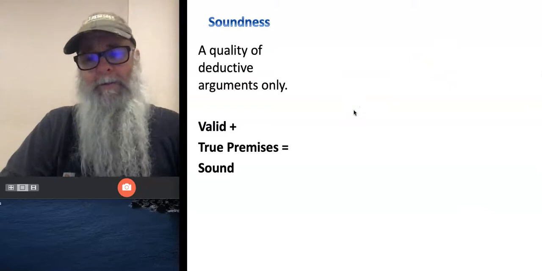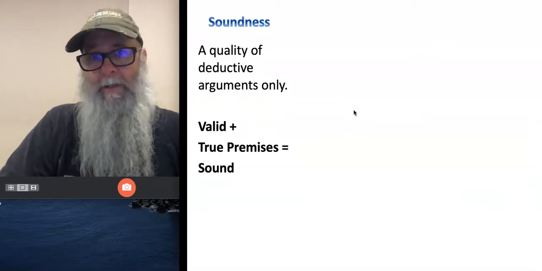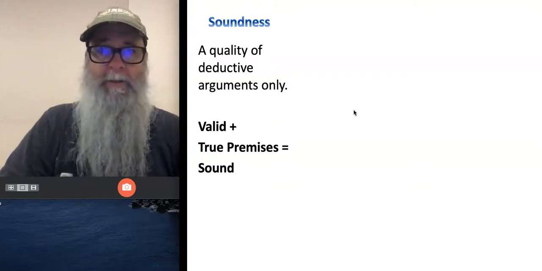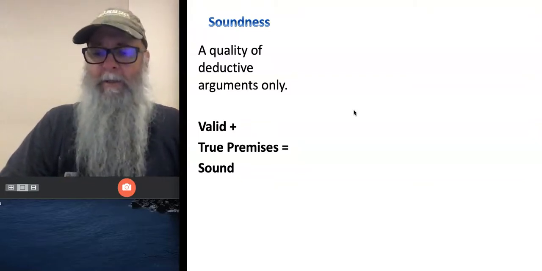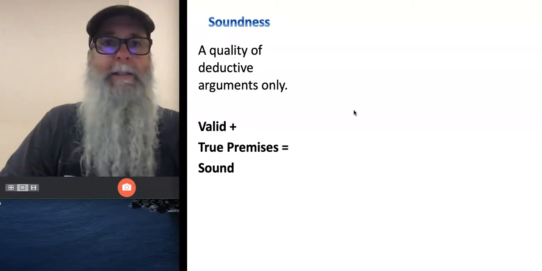Okay. The concept I'm leading to is this one, soundness. Soundness, again, is a property of deductive arguments only, not inductive arguments, and we're only looking at deductive arguments in our course. Okay, so soundness is a quality that exists in some valid arguments. It does not exist in invalid arguments.